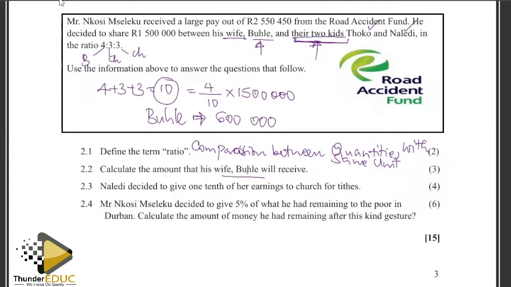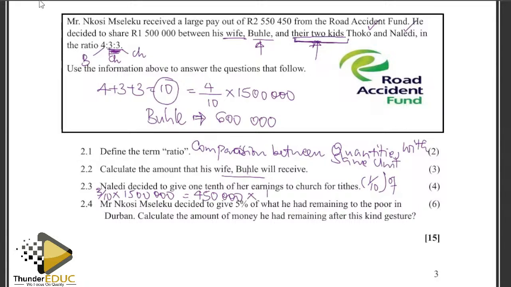Naledi decided to give 1/10 of her earnings to the church for tithe. So we need to calculate the tithe. Tithe is the same as 1/10, but of what? Of the money that the person received. Remember, the children both receive equal ratio. So Naledi only will receive 3/10 times 1,500,000, which would equal 450,000.